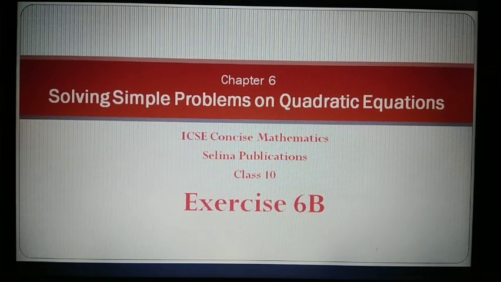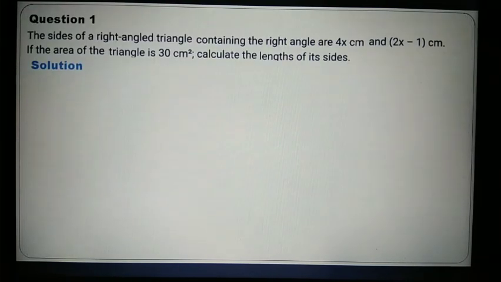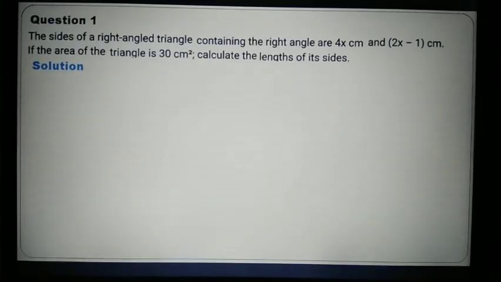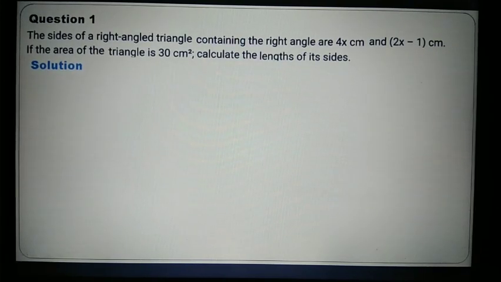So today we will go to the next exercise on solving simple problems on quadratic equations. So we'll see exercise 6b today. The first question says, the sides of a right angled triangle containing the right angle are 4x centimeter and 2x minus 1 centimeter. Okay, so let's try to understand this using a figure.